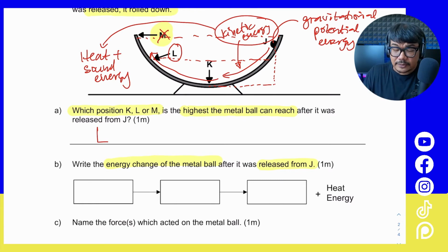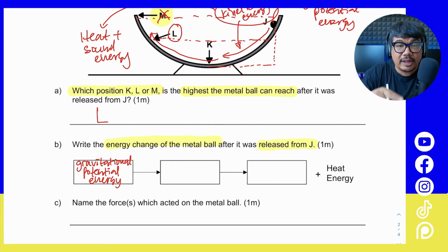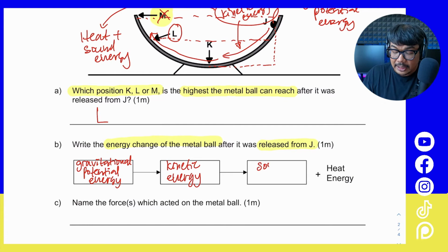So when it was released at J, the metal ball would have gravitational potential energy. After being released, the ball will start to move, and because of that movement, it tells us that gravitational potential energy has been converted to kinetic energy. And when it's rolling, because of friction between the ball and the inner surface of the bowl, you will have the conversion to sound energy plus heat energy. So this is what's happening in terms of energy conversion when the ball has been released from point J.